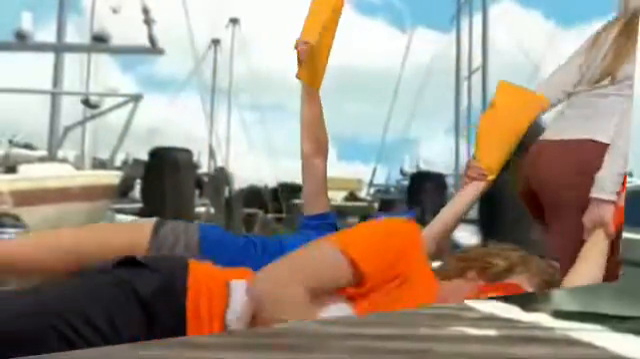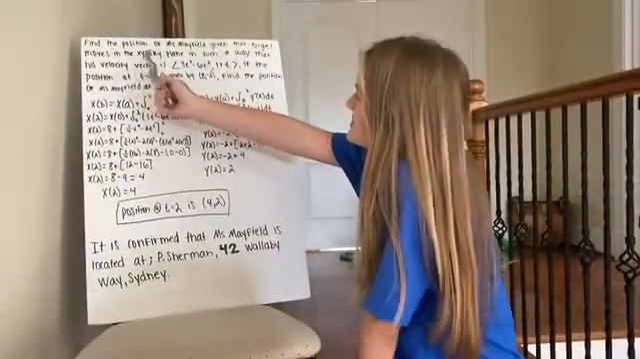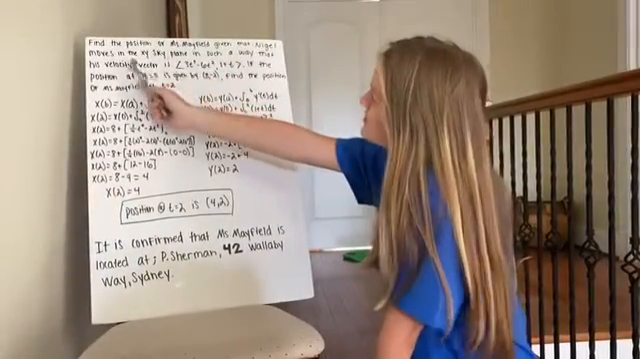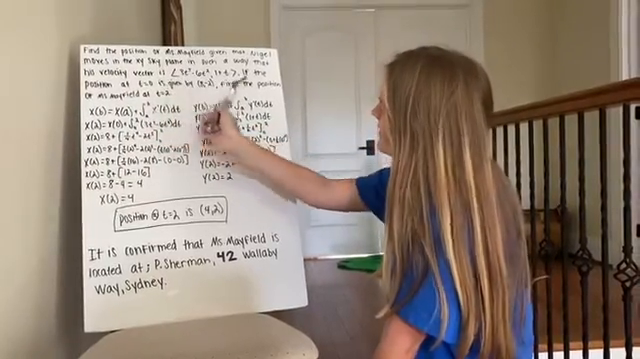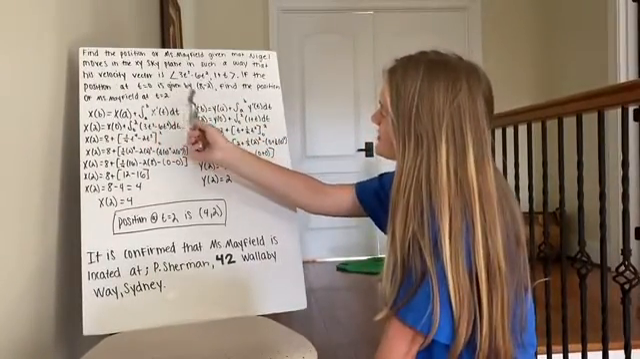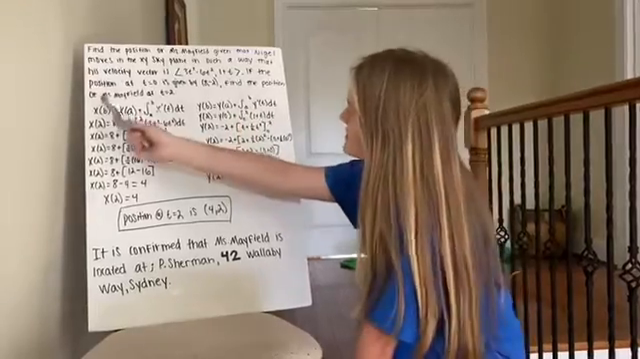Hold on! Find the position of Miss Mayfield given that Nigel moves in the XY skyplane in such a way that his velocity vector is that. If the position at t equals 0 is given by (8, -2), find the position of Miss Mayfield at t equals 2.